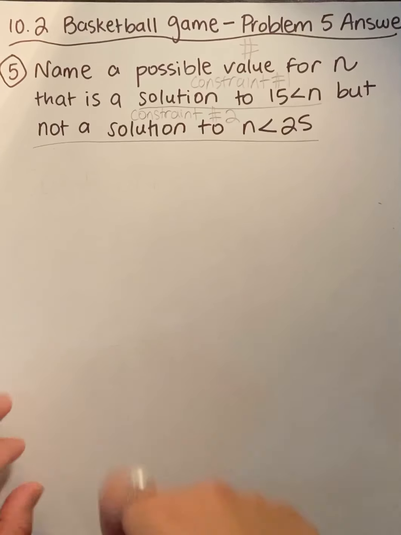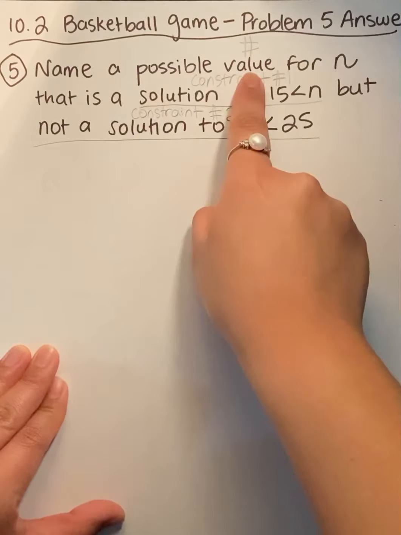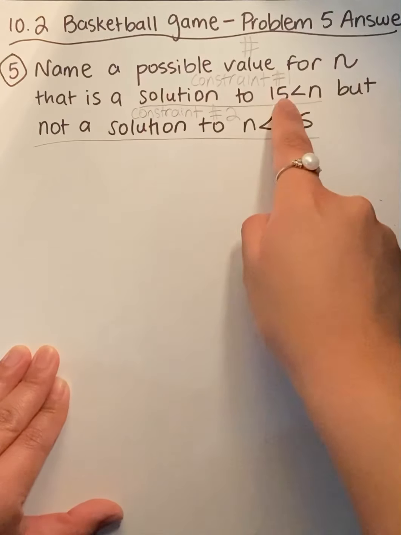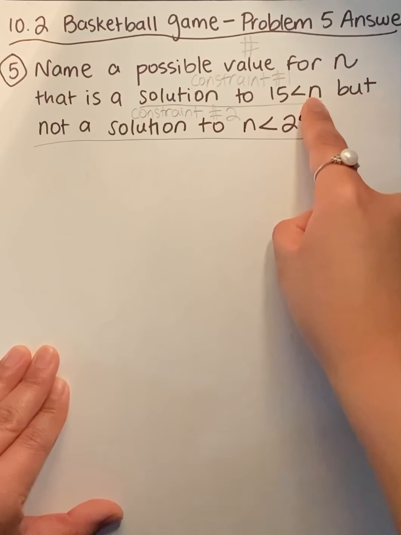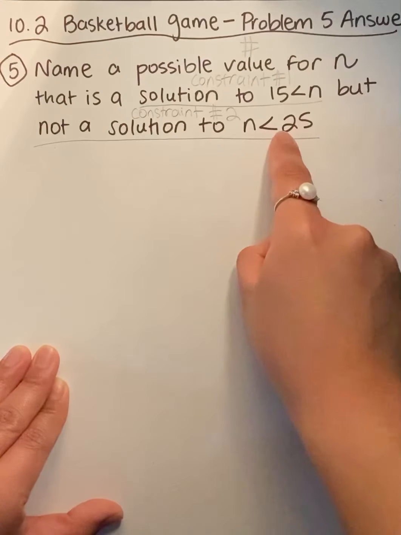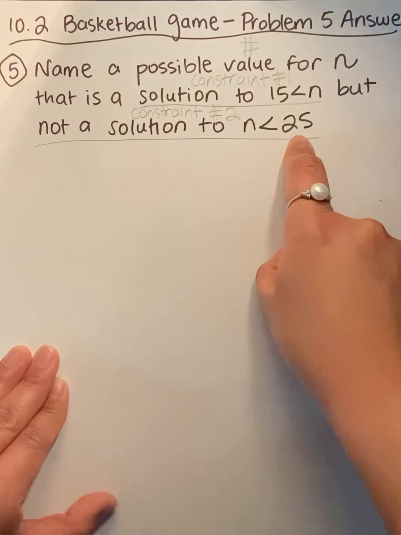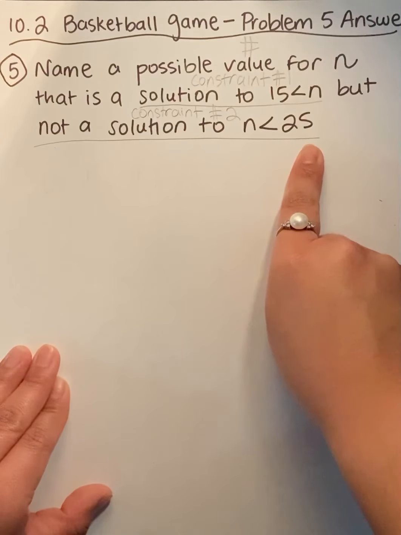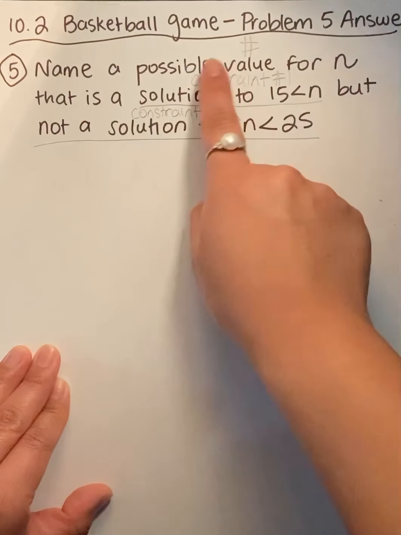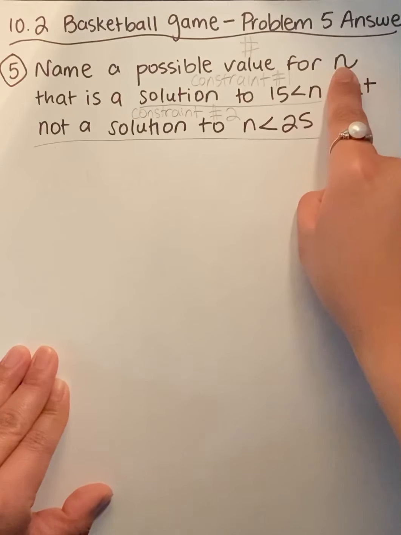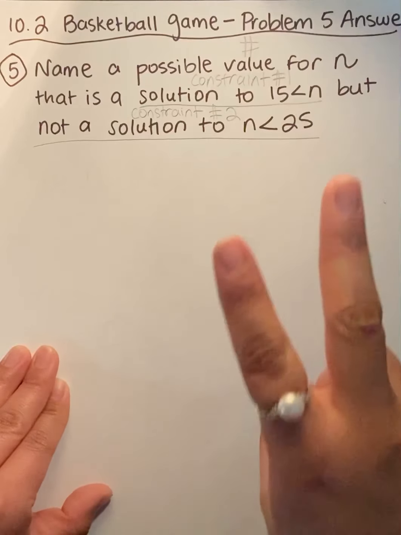Problem number 5 says, name a possible value for n that is a solution to 15 is less than n, but not a solution to n is less than 25. Problem number 5 is like a puzzle in which you are looking for a possible value or a possible number for n following two rules.